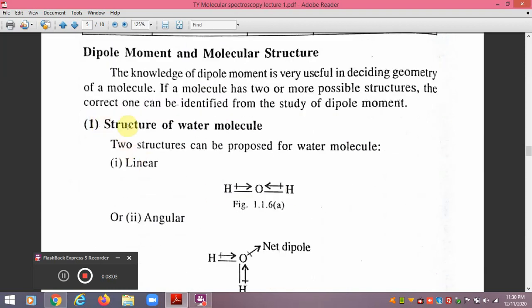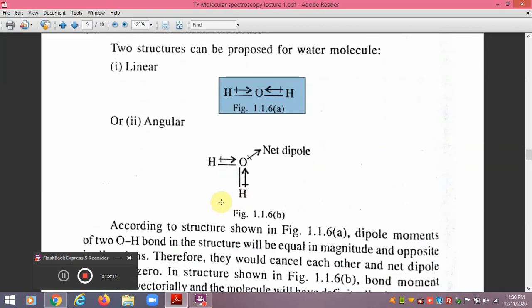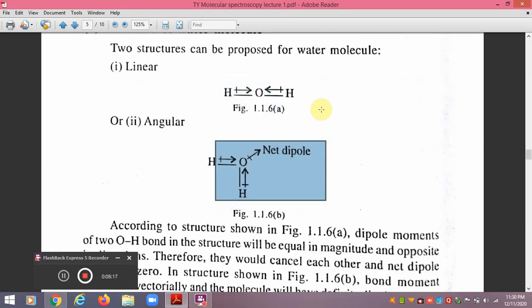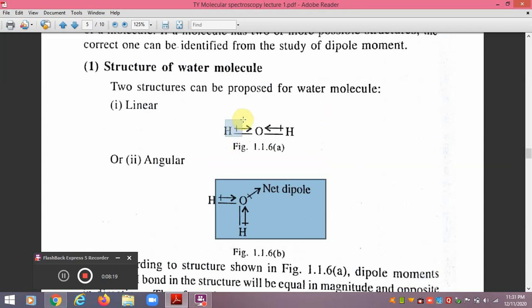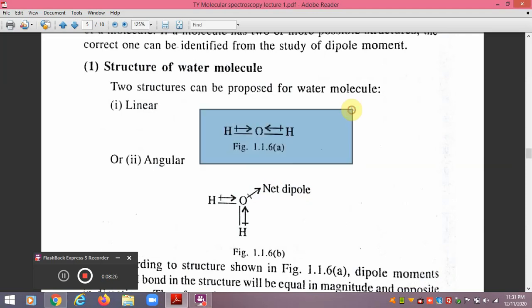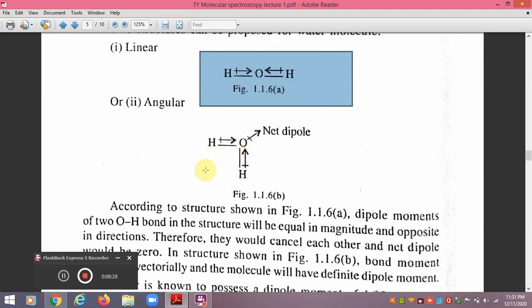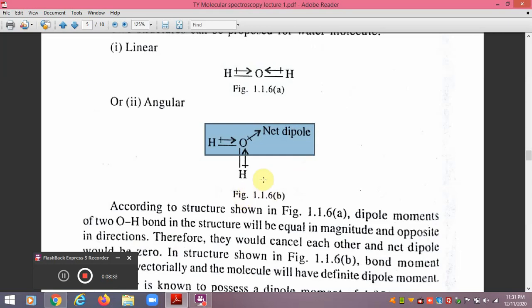For example, the water molecule, as you know very well, has 2 hydrogen and 1 oxygen. The first possibility is that all 3 atoms are in one line, a linear structure, and another is an angular structure. In the linear structure, one bond moment is cancelled by the bond moment of the other bond, and the dipole moment of this molecule is expected to be 0. But in the angular case, the 2 bond moments do not cancel each other and they add vectorially, and it will have some value of dipole moment.